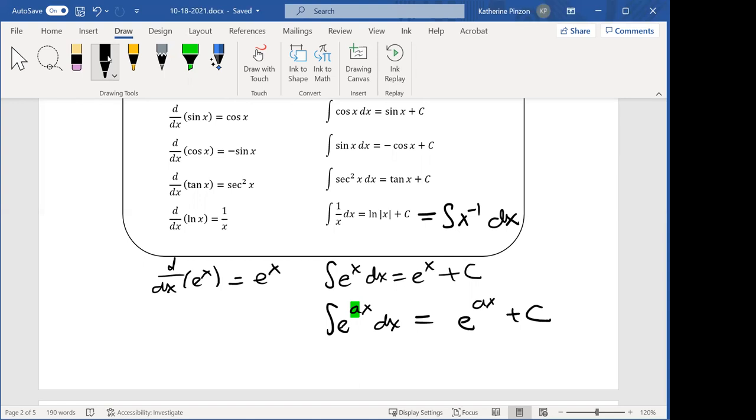So if I was going to take the derivative of e to the 3x, I would say 3e to the 3x. If I'm going to undo that, I'm going to say e to the 3x. How am I going to get rid of that multiplying by 3? Divide by 3. So it's going to be 1 over a, e to the ax plus c. Only if that's just a number times x. Negative 1 times x, 7 times x, negative 100 times x, 0.5 times x. And I'm going to do 1 over that number, e to the ax.